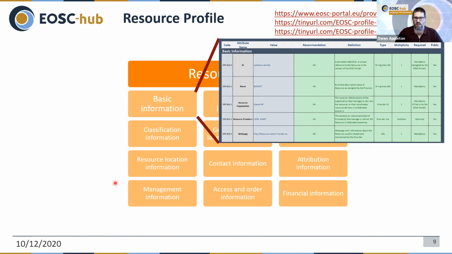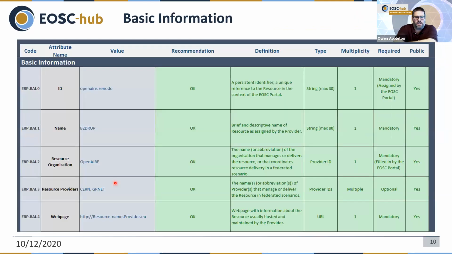Right, so let's just have a brief look. This is again a zoom in on the basic information, and this is really, like I said, simplistic things. What's the name, and what's the ID? There is a sort of unique ID assigned to each resource. Which organization provides a resource? So here, this is actually a non-real example, but we have a resource organization, OpenAIRE, and we have resource providers, CERN and GRNet. There's a distinction here that allows for federated scenarios.